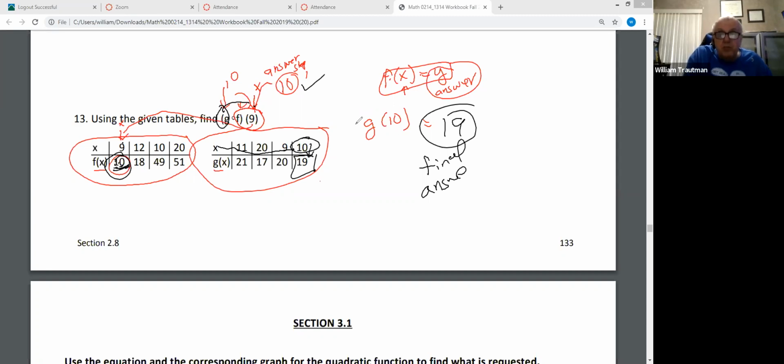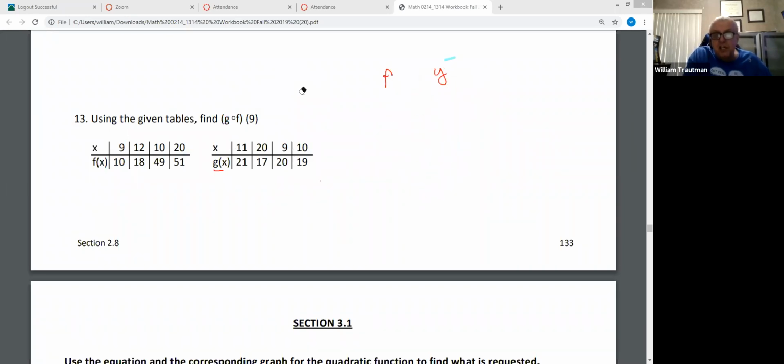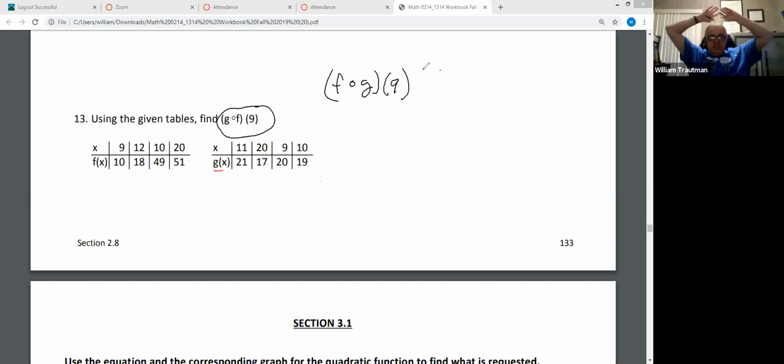I'm going to do one more for you guys before we go. I want to make sure we get this. I want to see who gets the final answer to this. Do you see this is g composite f of 9? I want you to find f composite g. Nine. Type in the entire final answer for this. I'll give you a second and then I'll do it.